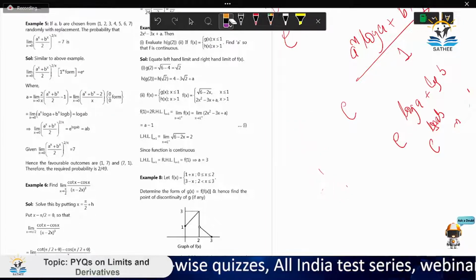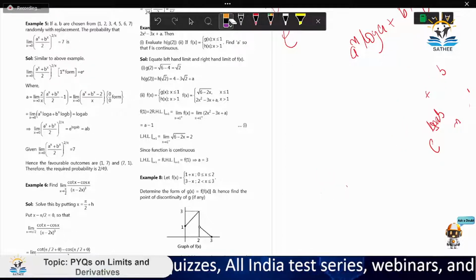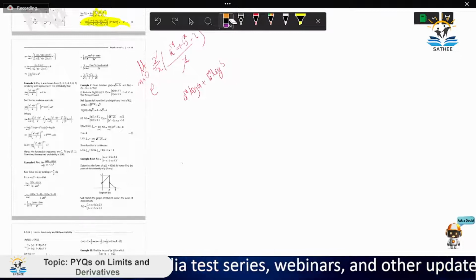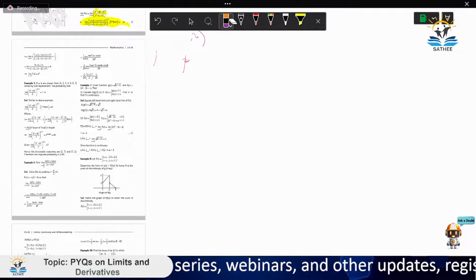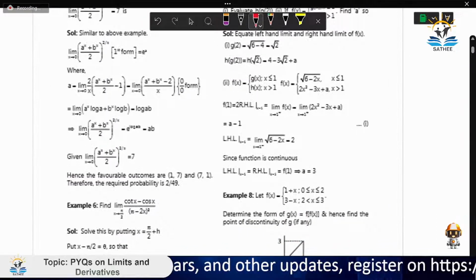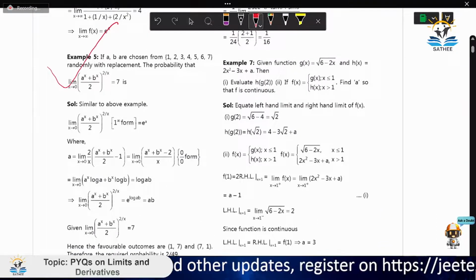So it can only be done with 1 comma 7 and 7 comma 1, and that is 2 by 49. We got the answer, right? The probability part is very easy. This logic of 1 to the power infinity could be a bit tricky for you guys. So kindly check this format. This format is also really important to understand, the 1 to the power infinity form.